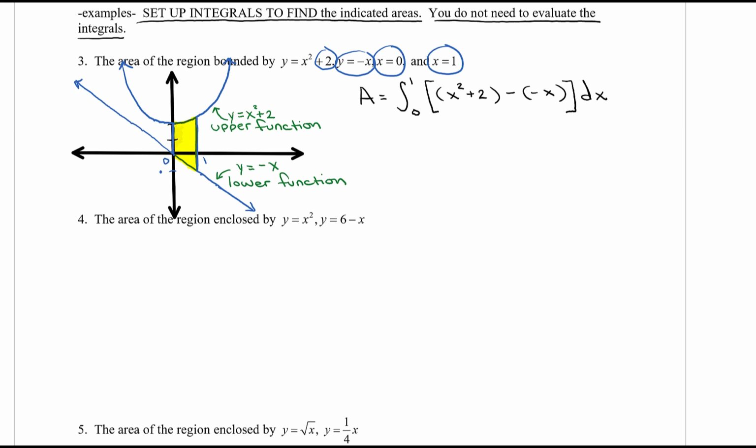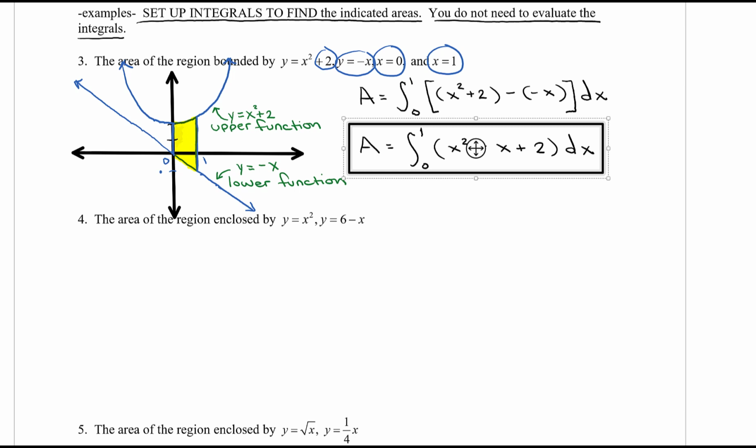So now we can simplify this a little bit. A is going to be equal to the definite integral from 0 to 1 of, I'm going to open up a set of parentheses, x squared plus x plus 2, close our parentheses, and dx. And that's going to represent our definite integral, so I'm going to box that in. And that's all we need to do. We do not need to evaluate this integral for this problem.